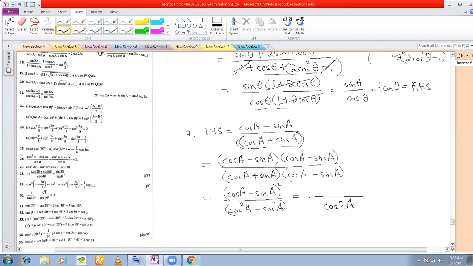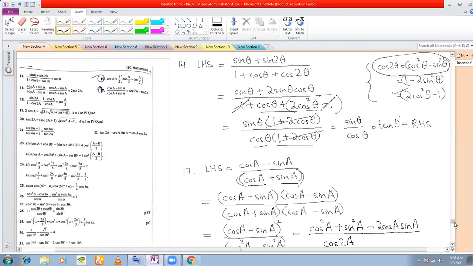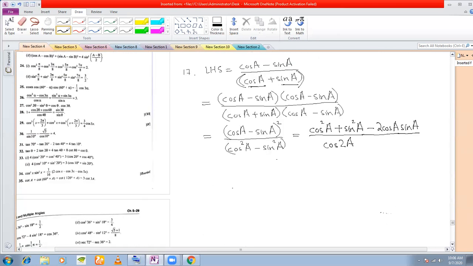So the sum of trigonometric functions in the denominator has been reduced to a single trigonometric function, and in the numerator we'll expand using a minus b whole square: cos square A plus sine square A minus 2 cos A sine A. Okay, now what happens?